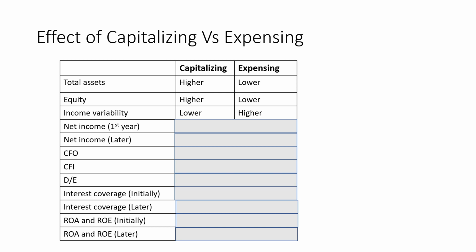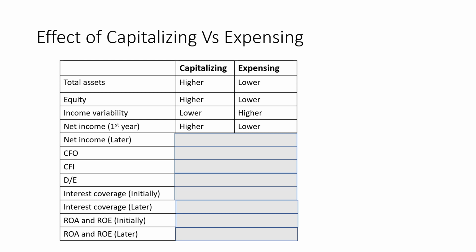So let's see the effect on the net income. If we are going to capitalize or add the value to the asset, then in the initial period or in the first year, the net income value would be higher. However, if we are going to record it as an expense, since we are going to charge it into the income statement, the net income value would be lower in the expense method.